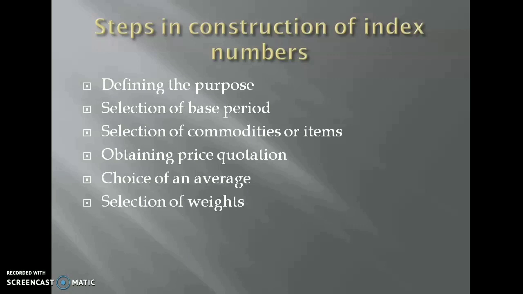The next one is selection of weights. The selection of weights is nothing but the importance given to each item. And the last one is selection of a suitable formula. You all know that index numbers consist of many formulas. So based on the availability of data, we have to select the suitable formula.